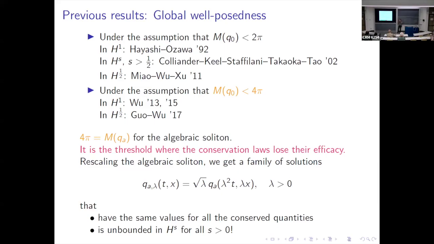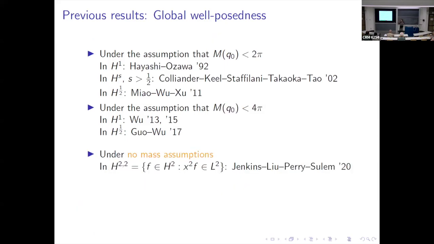So there's no way, once you have mass greater than 4 pi, to just use the conserved quantities, no matter what clever way you combine them in, to control your H^s norms. On the other hand, there was a different way to study this equation using the complete integrability and the inverse scattering transform that I mentioned earlier. An important result that I want to mention is the global well-posedness result under no assumptions on the mass of Jenkins, Liu, Perry, and Sulem, who proved global well-posedness in H^2.